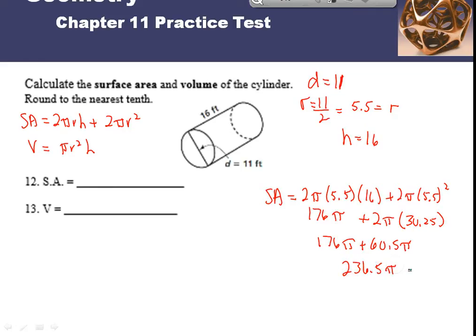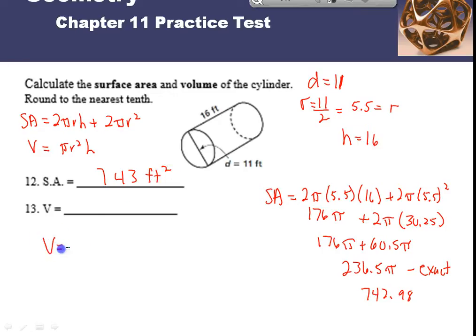Now this is the exact answer, but they want it to the nearest 10, so that means I'm going to multiply it out by pi. So that times the pi button on my calculator gives me 742.98. And that 8 is going to make that 9 a 10, which is going to make this whole thing 743. So my surface area is going to be 743 feet squared.